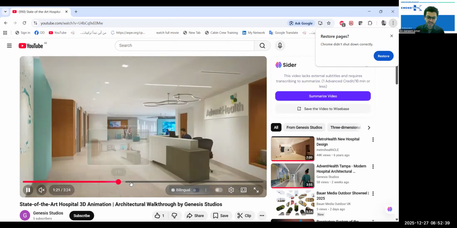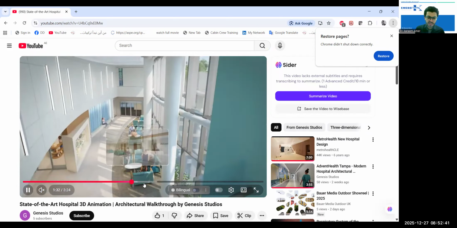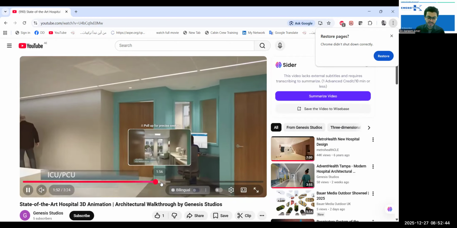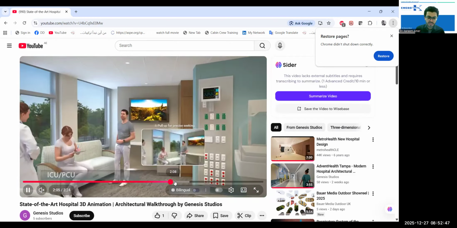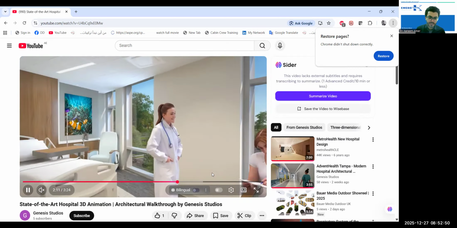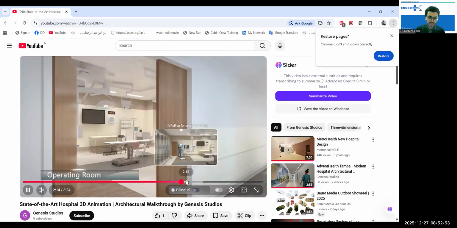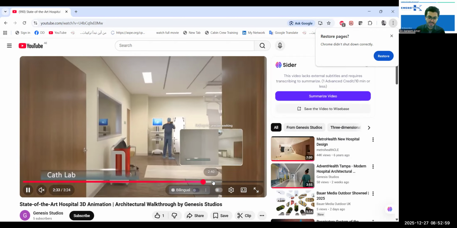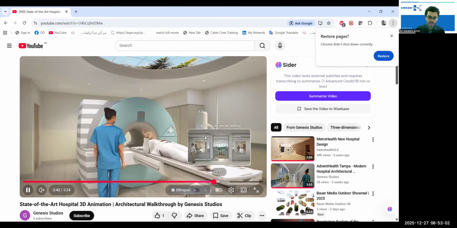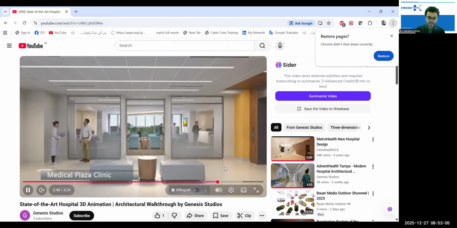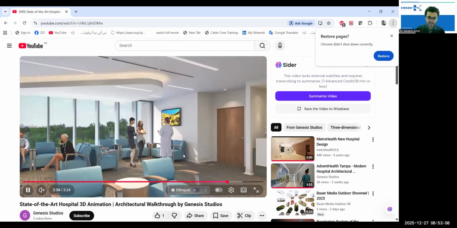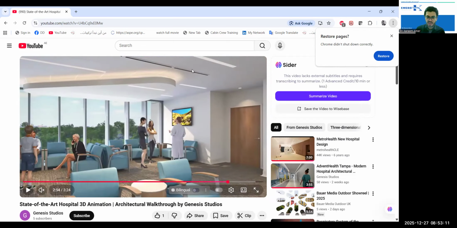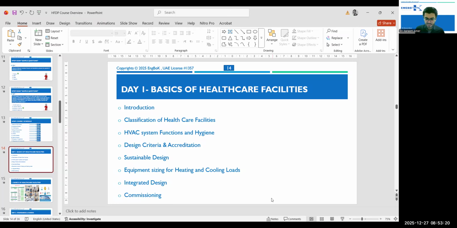For example here, main lobby, cafeteria, reception, nursing stations, intensive care units, operating room, endoscopy suites, cath lab, MRI, or X-ray, or CT scan, and so on. So you have to understand that you need to have the overall basics of a healthcare facility.